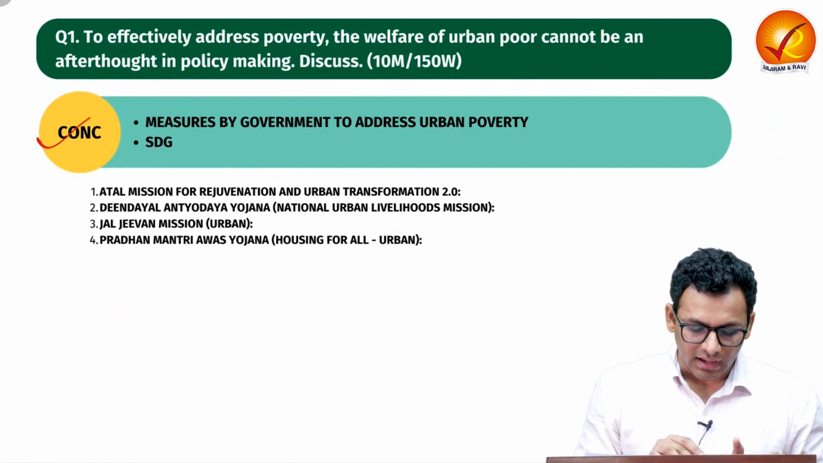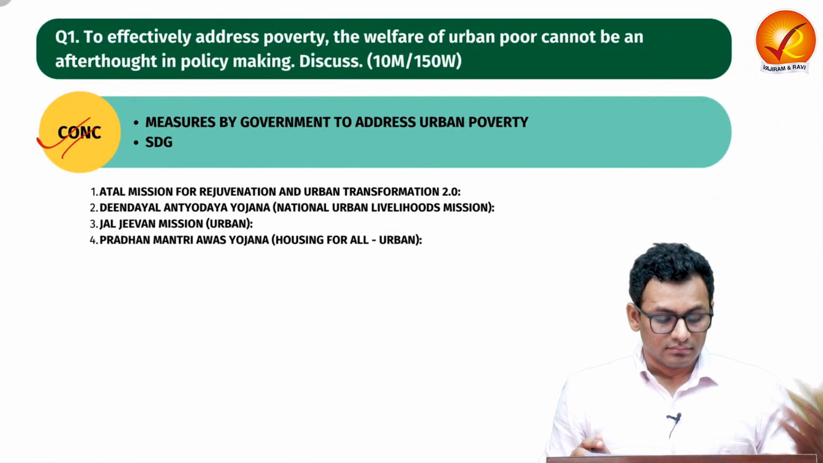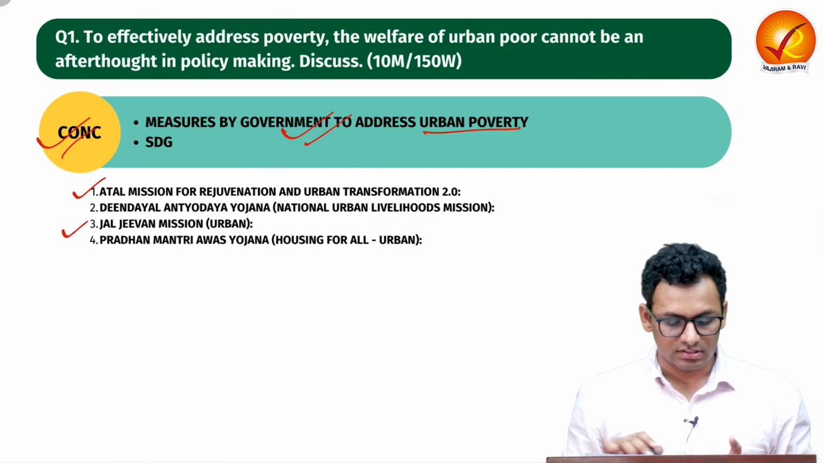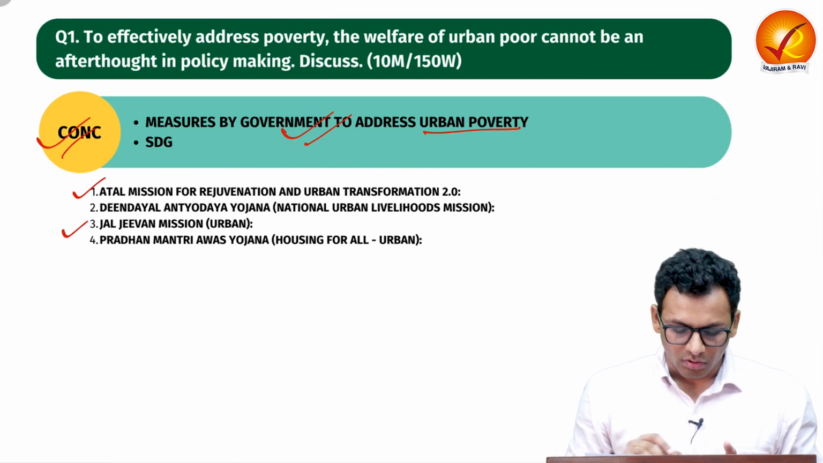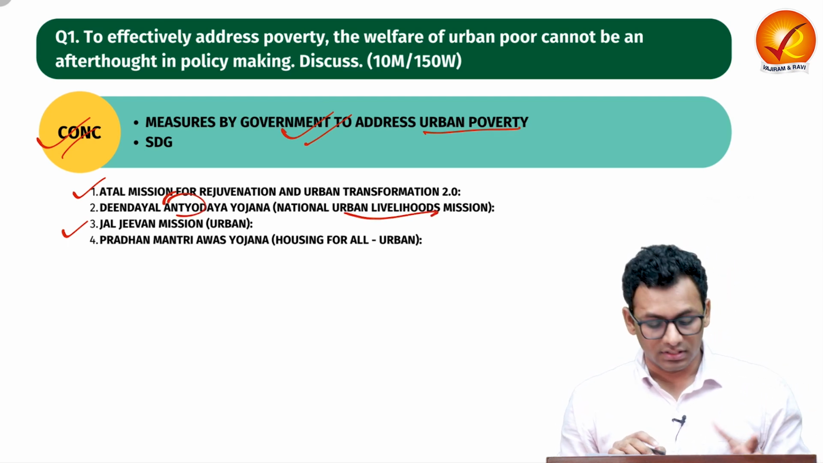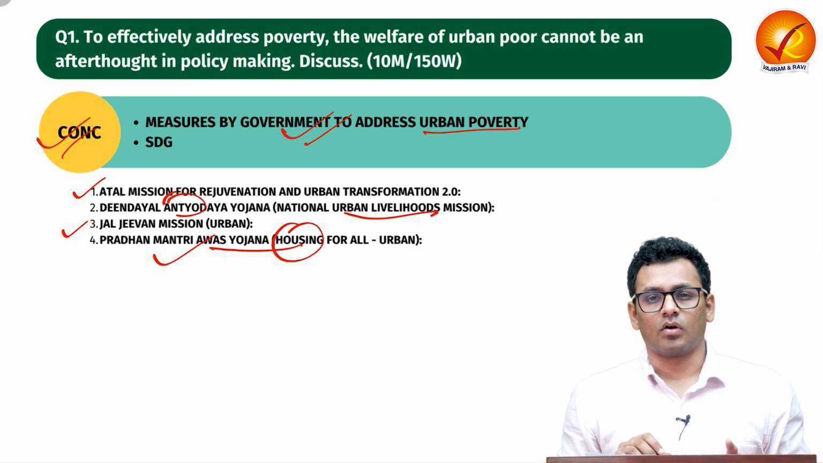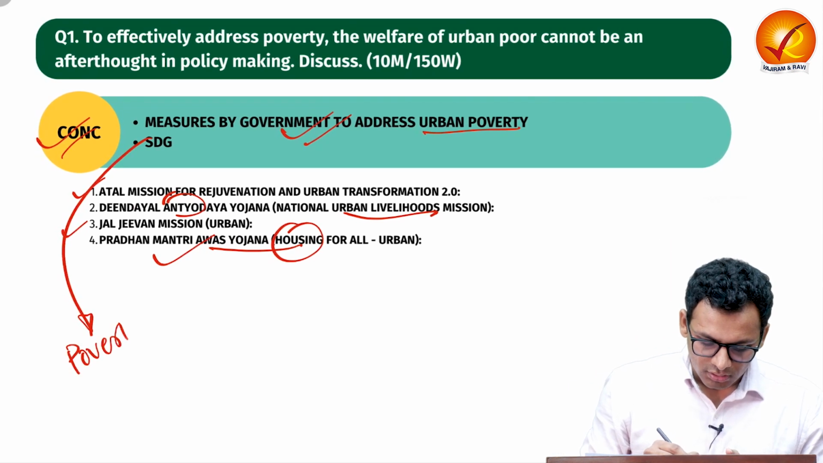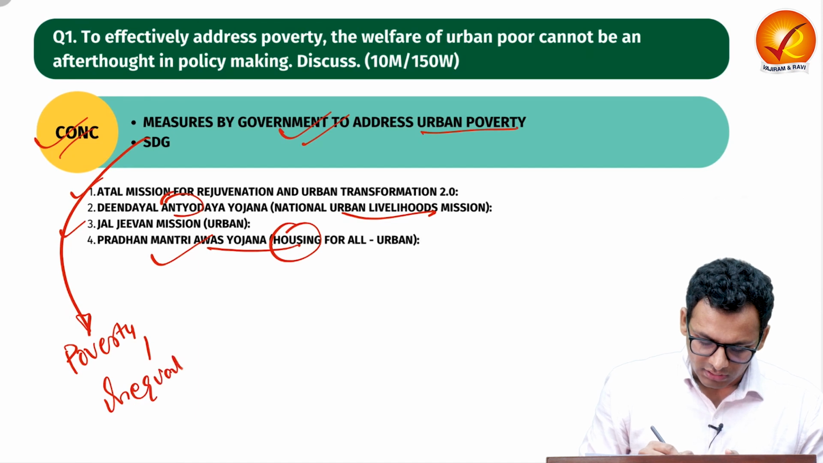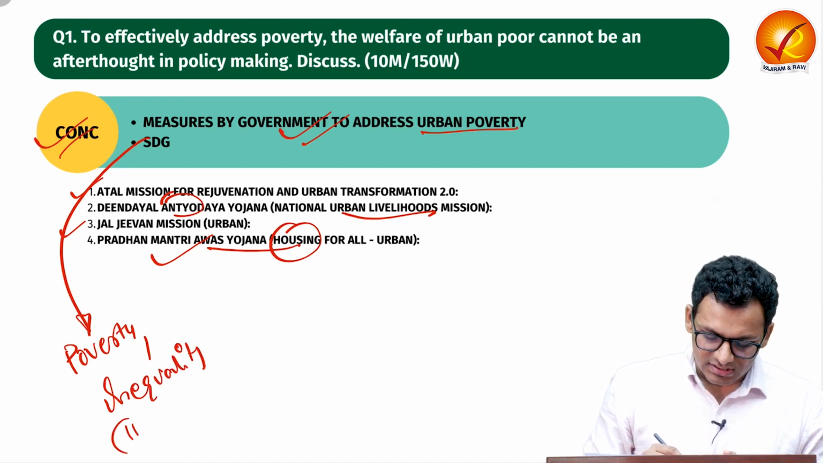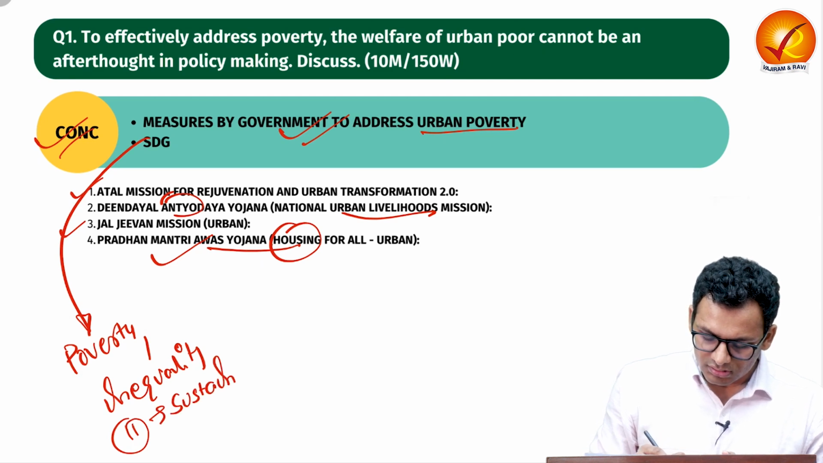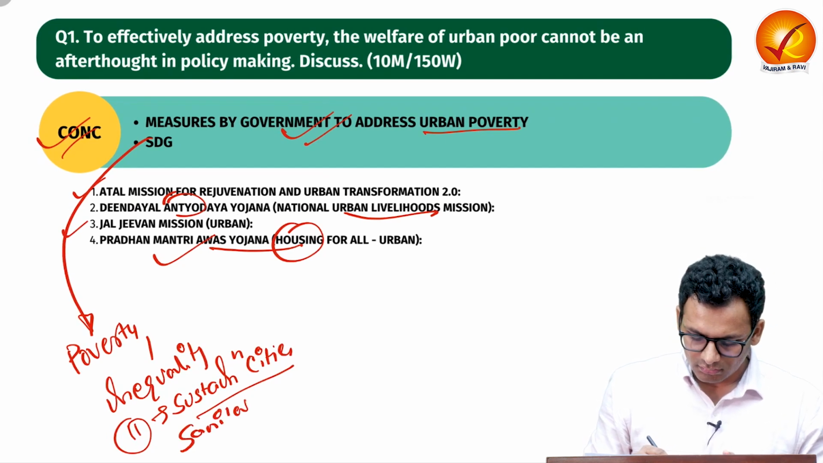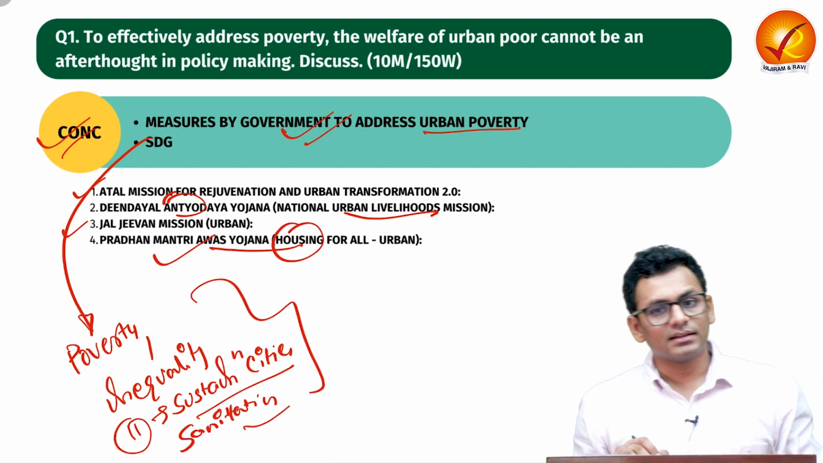In the conclusion, you have the possibility to write either government initiatives that are already in place with respect to urban poverty like AMRUT, Jal Jeevan Mission, which talks about water. You can also talk about Antyodaya Yojana, which is about employment and livelihood, or Pradhan Mantri Awas Yojana, as in housing for all, infrastructure. Or you can talk about multiple SDGs, as this is related to poverty, inequality, reducing inequality. Also SDG 11, which is talking about sustainable cities and communities, and also you can talk about sanitation. So, all these SDGs can be inculcated in the conclusion as well.